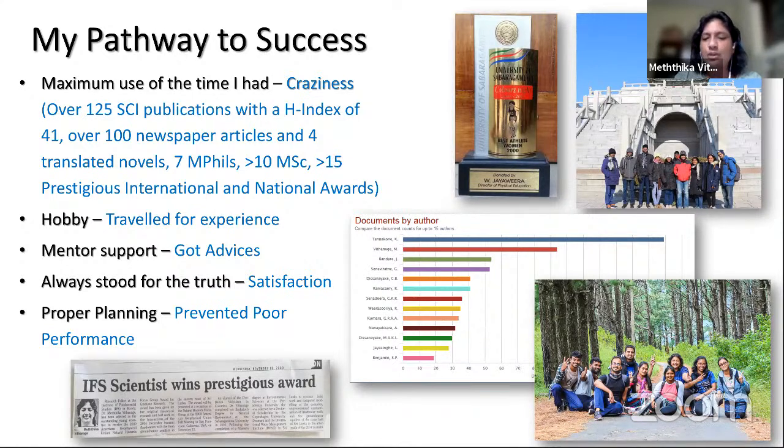And do a hobby. Nowadays, most of the time your hobby would be going through social media, but try to make a different hobby, not being on the phone or the computer all the time. And you need to get mentor support. That is very important. You need to find a mentor who will give you advice and show you the pathway to go ahead with.